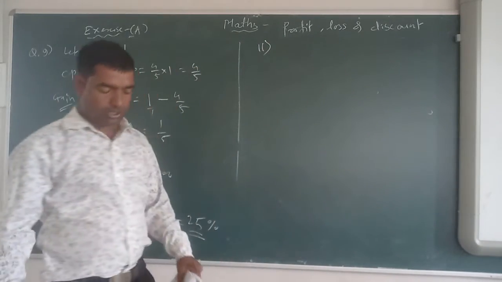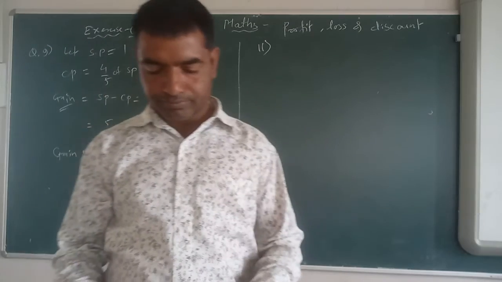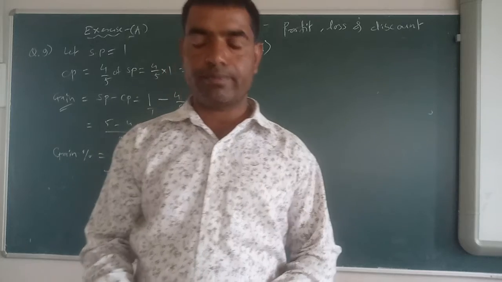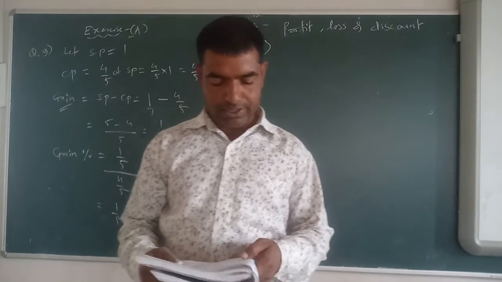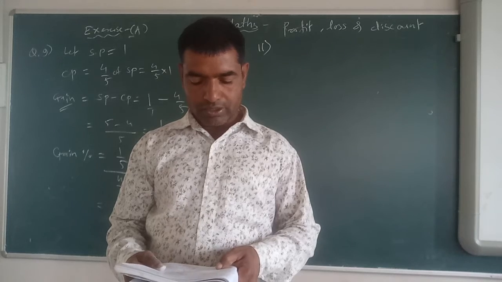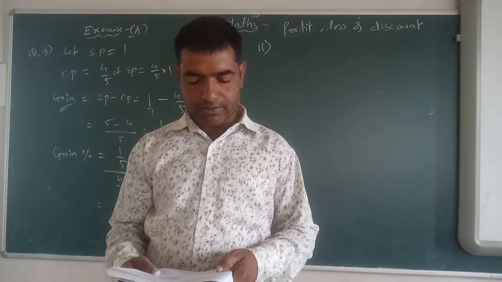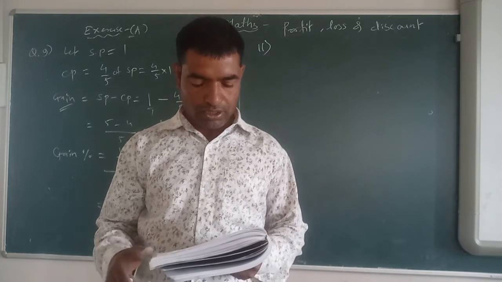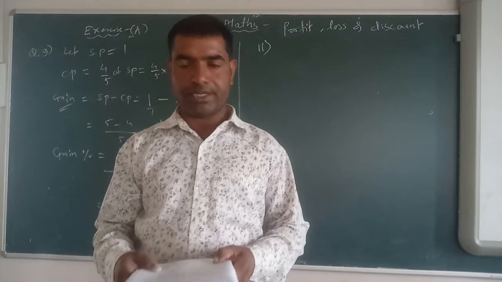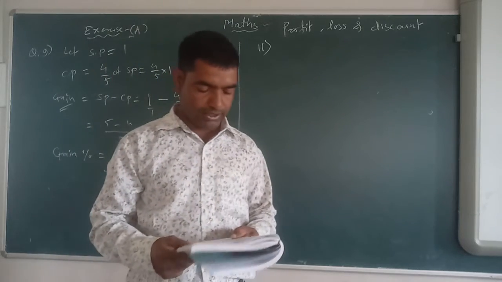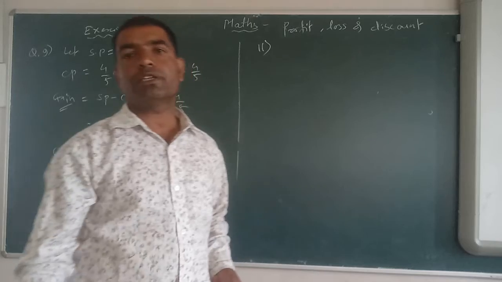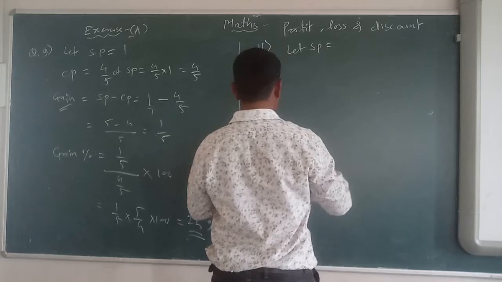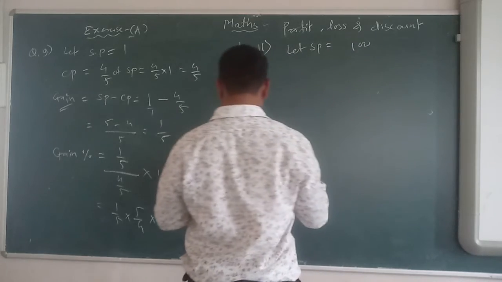Question number 11 is given. The cost price of an article is 90% of its selling price. What is the profit or loss as a percent? We have to find the profit or loss as a percent. The SP is not given, so we will consider the SP. Let SP be equal to 100.